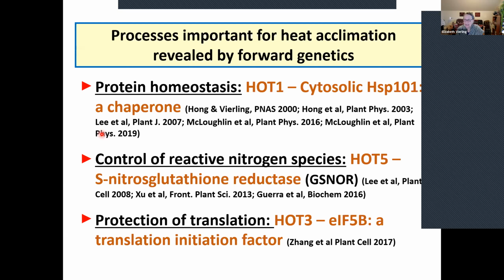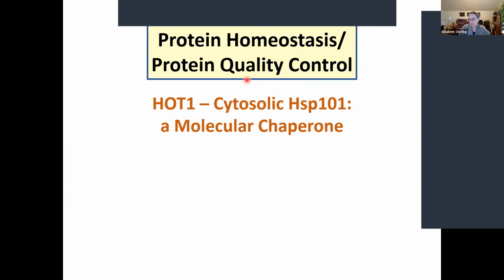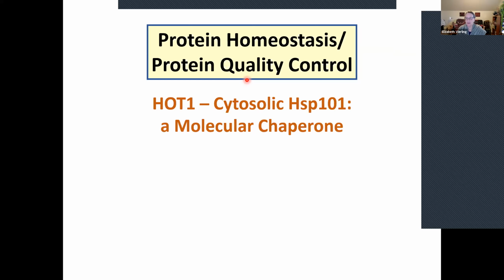What I want to focus on today, though, is this first process of protein homeostasis, and how studying this molecular chaperone HOT1, or HSP101, has led us to our interest in mitochondria and communication within the cell. Protein homeostasis can also be considered protein quality control, and this is how any cell regulates the number and activity of proteins in the cell. HOT1, the cytosolic chaperone HSP101, is very important in this process.